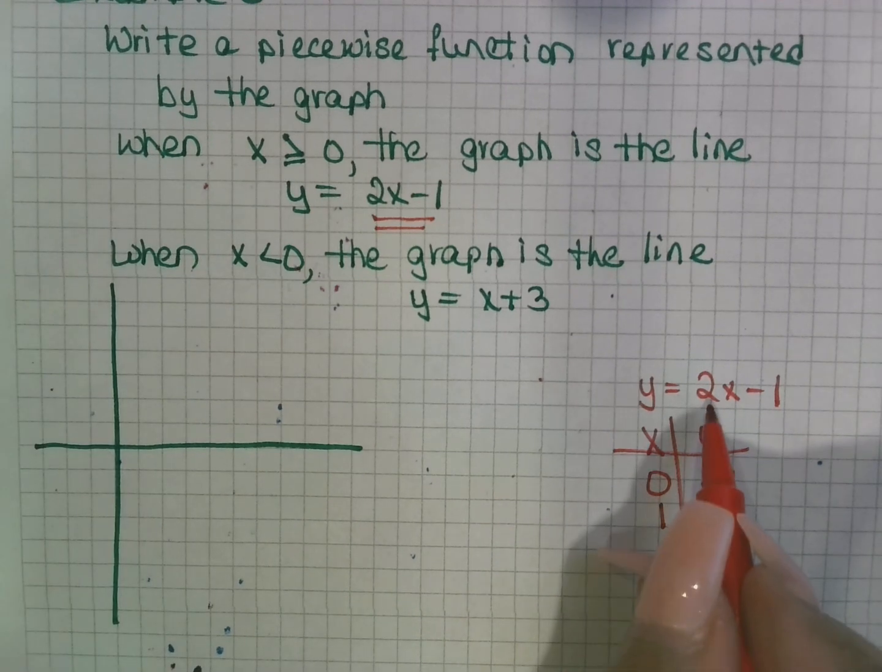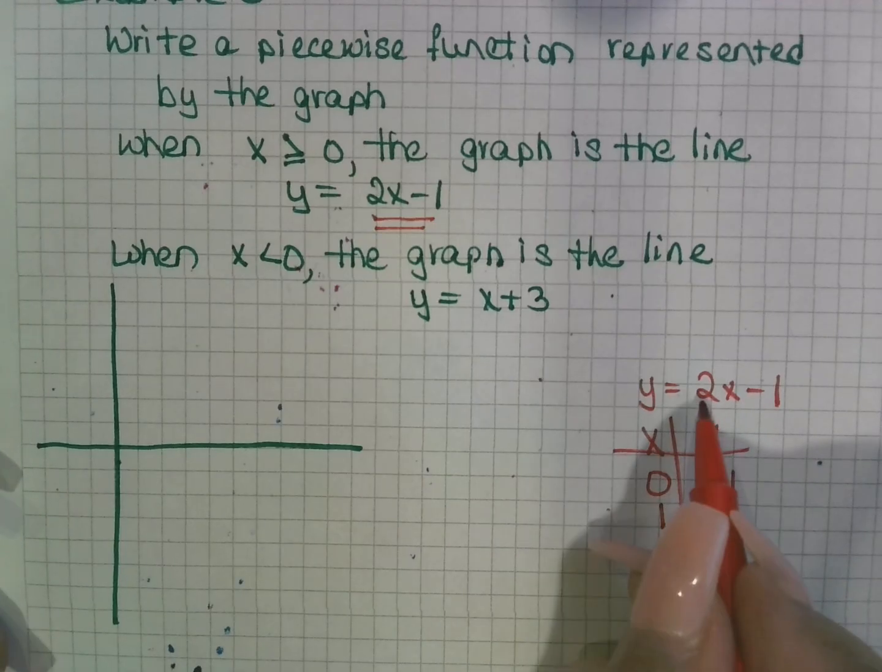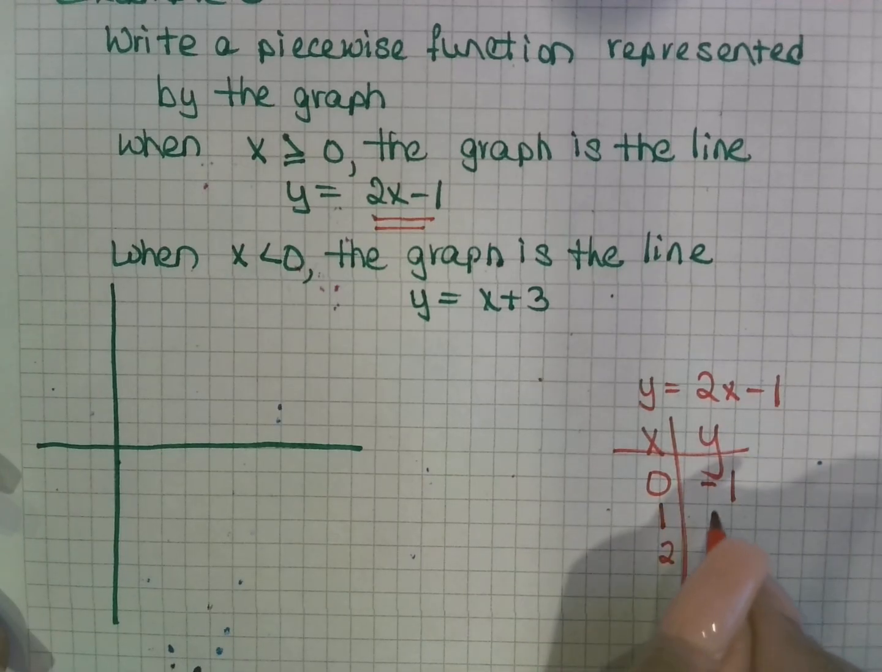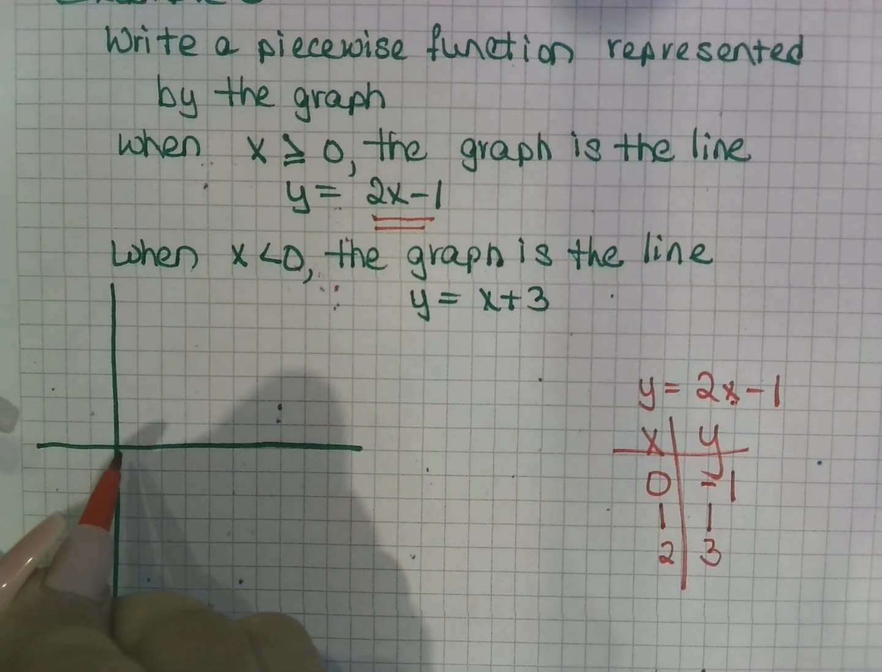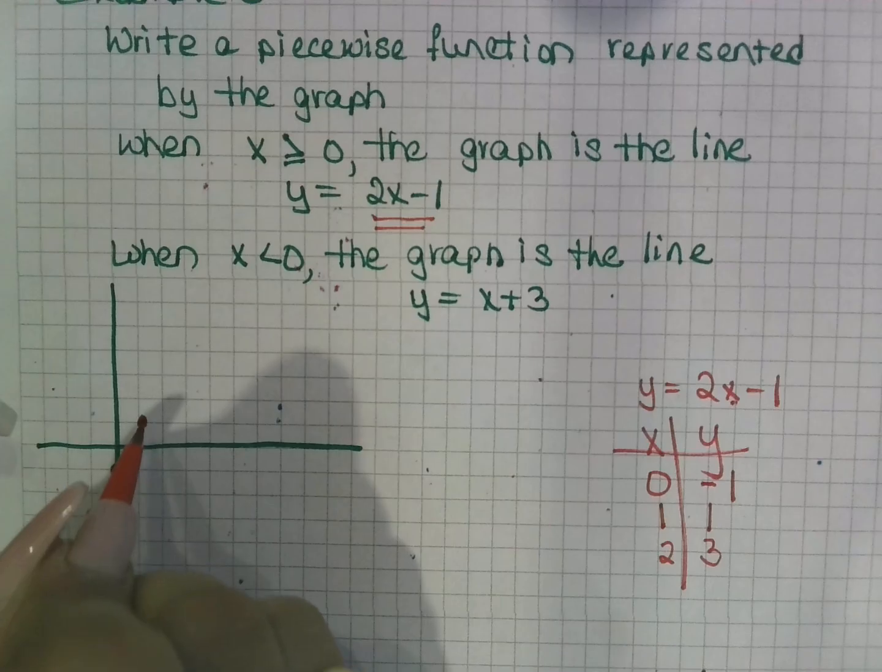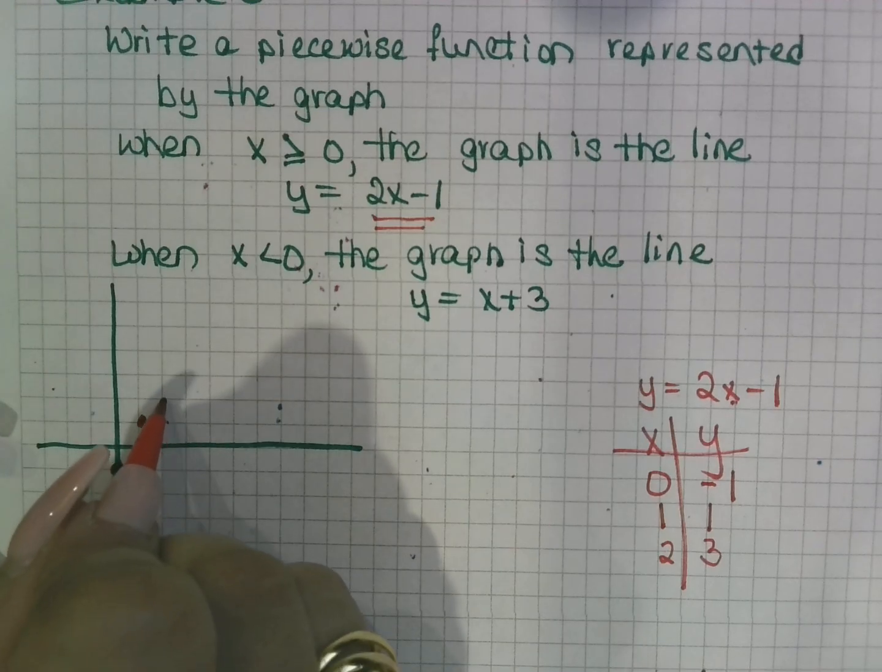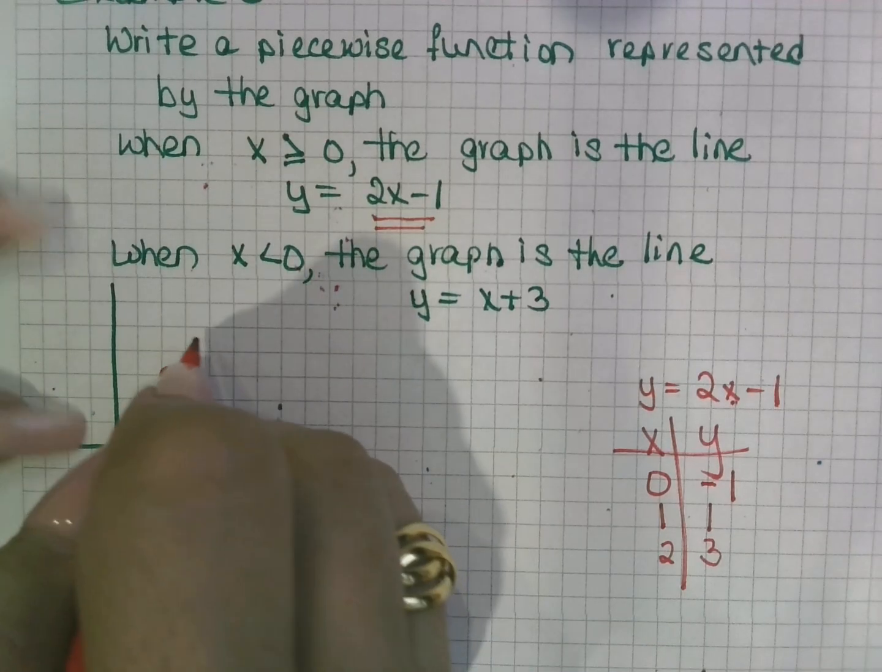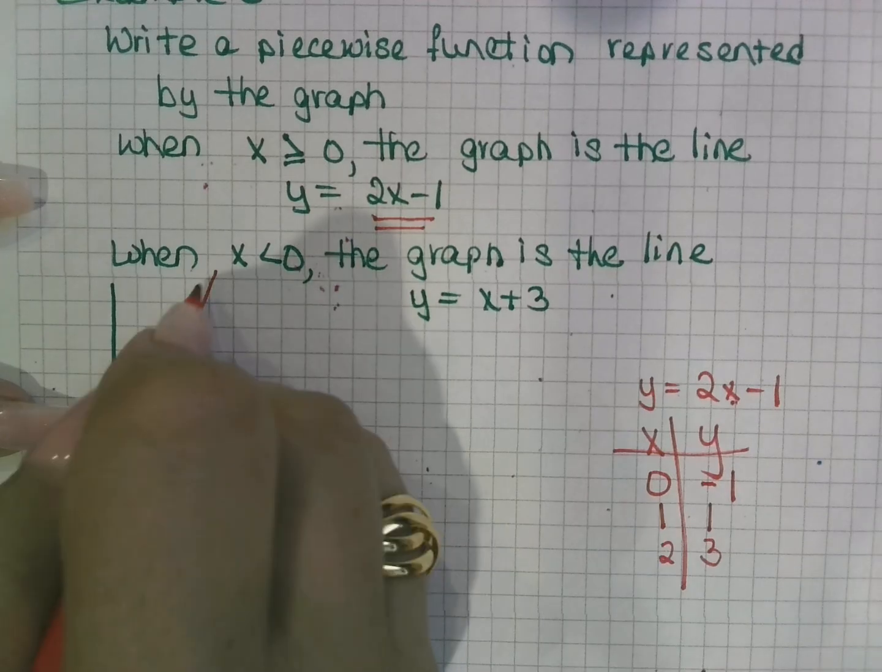If I plug in a 1, 2 times 1 is 2, 2 minus 1 is 1, and if I plug in a 2, 2 times 2 is 4, 4 minus 1 is 3. So here we are at (0, negative 1), we are at (1, 1), and we are at (2, 3). So that's what this one looks like.